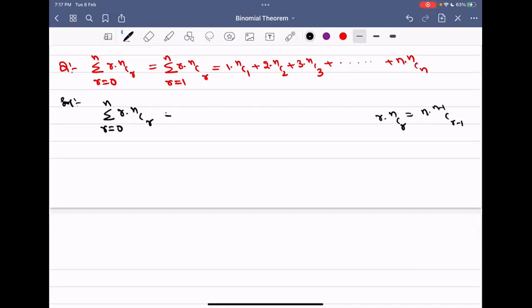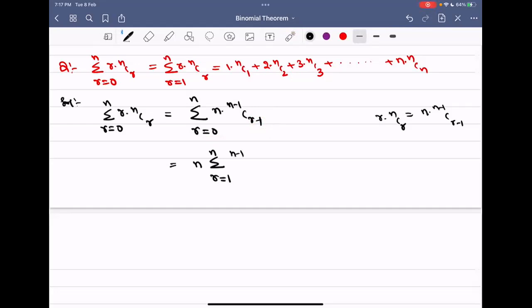So this is equal to sigma R = 0 to N, N into N minus 1 C R minus 1. This is the first step. Now you take N outside. But as we have already seen in the last class, R = 0 is not allowed here, because after writing R minus 1, for R = 0 you will have minus 1. That is not allowed. That's why you change it: R starts from 1 to N.